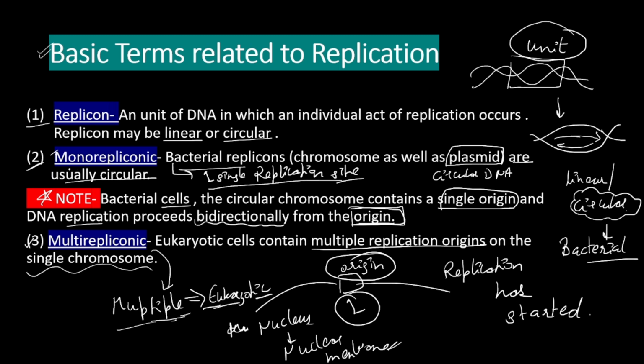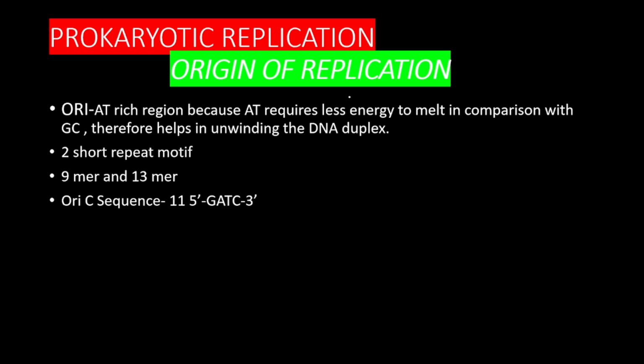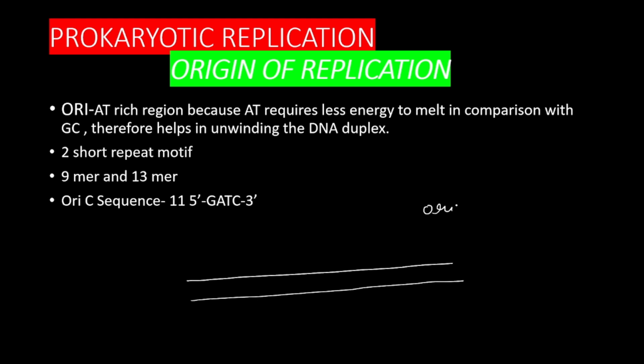It has been asked in previous years which of bacteria or eukaryotic cells have mono or multirepliconic sites. The answer is that eukaryotic cells are multirepliconic and the prokaryotic or bacterial cells are monorepliconic. Moving further, now in prokaryotic replication, what is the origin of replication? The origin of replication is known as ORI-C.